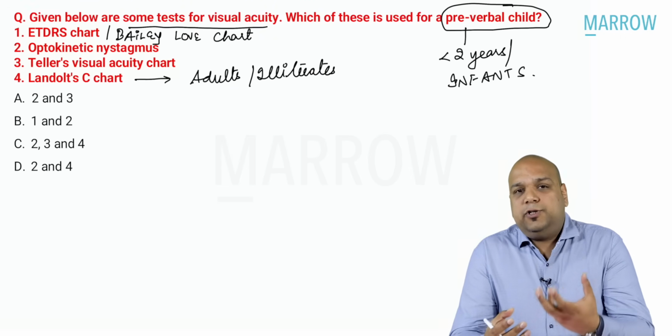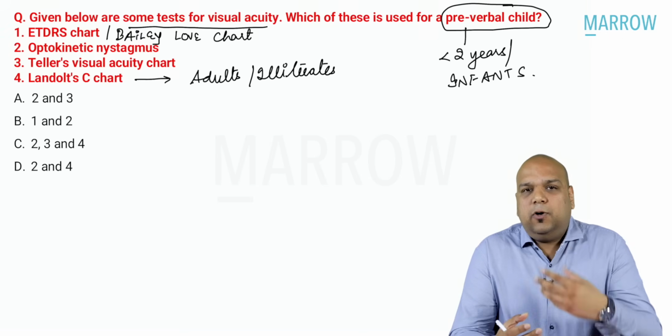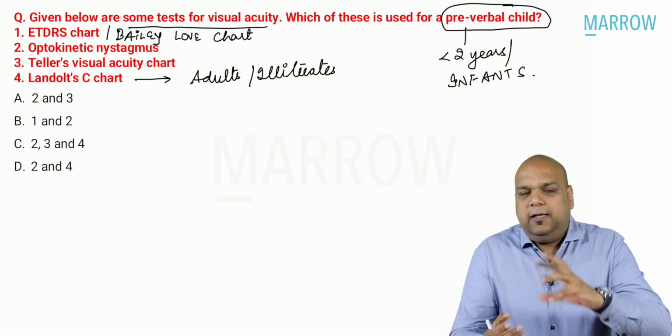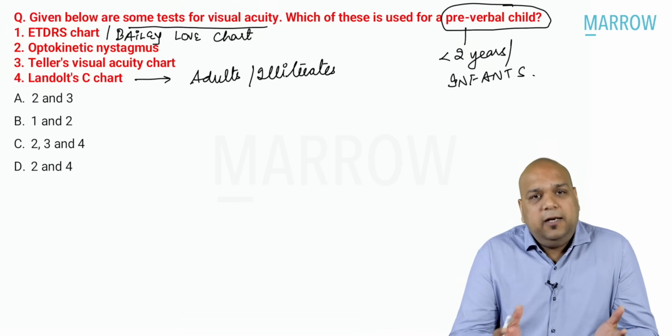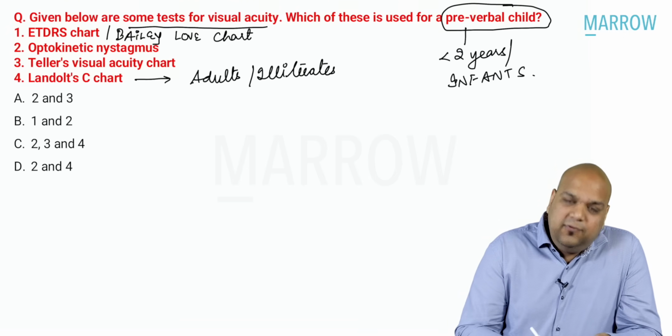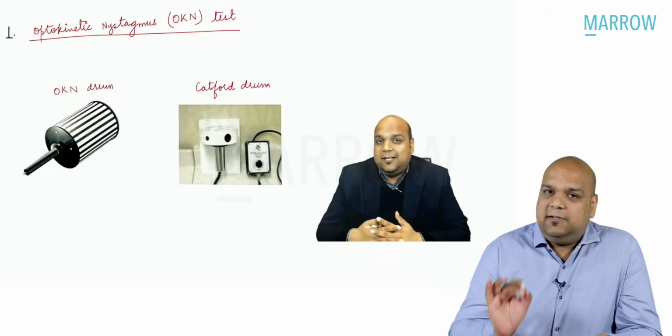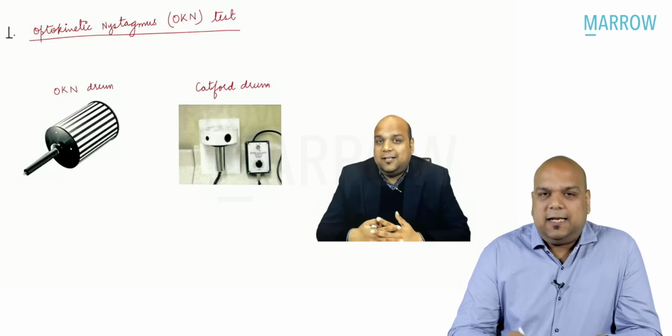Bailey-Love chart was used by the ETDRS study when it was examining diabetic retinopathy. Yes, early treatment diabetic retinopathy study, and they called it ETDRS chart. So both the names are interchangeable. So we have been taught that for infants and pre-verbal children, the first test to be done is the optokinetic nystagmus test.